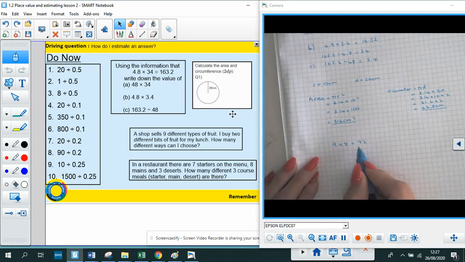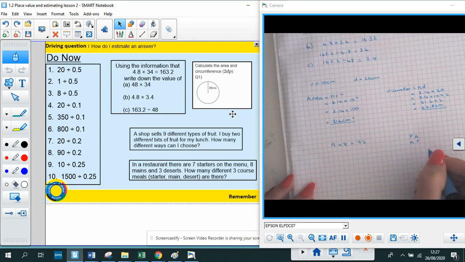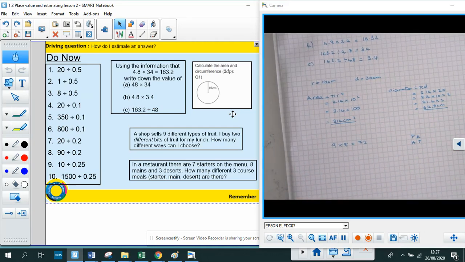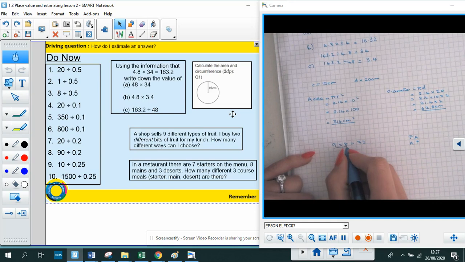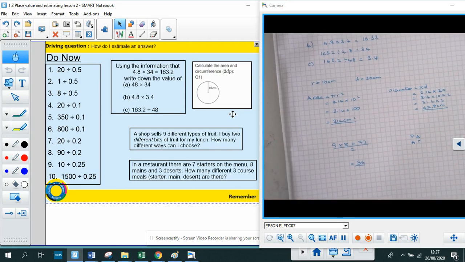Now, this answer here, 72, will include, let's say for example, pear, apple, and apple, pear, which for my lunch, it doesn't matter which order I pick them, I've still got an apple and a pear. So what I need to do here is divide my answer by 2. The answer is 36.